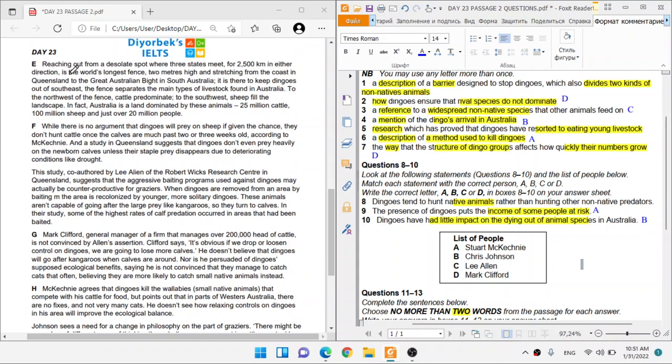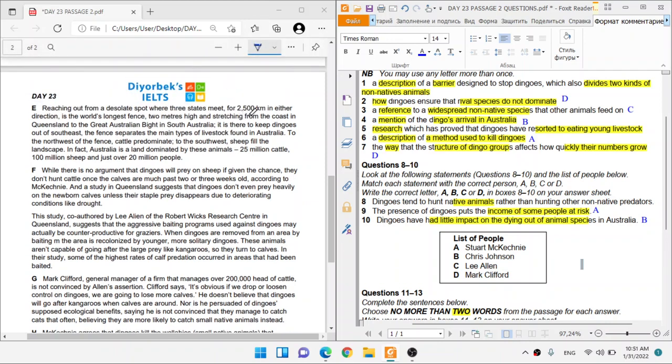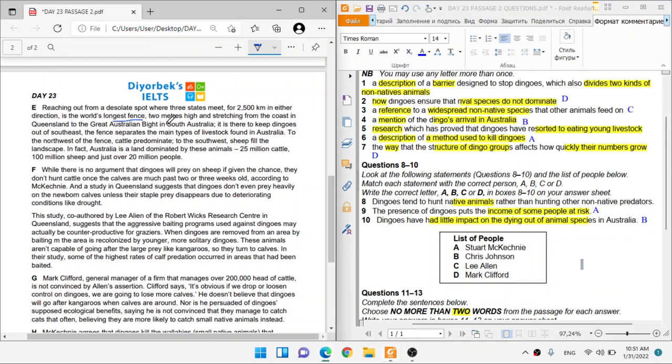Reaching out from a desolate spot where 3 states meet, for 25 kilometers in either direction, is the world's longest fence. There is a fence 2 meters high, stretching from the coast in Queensland, a long fence. And the fence is there to keep dingoes out of the southeast.